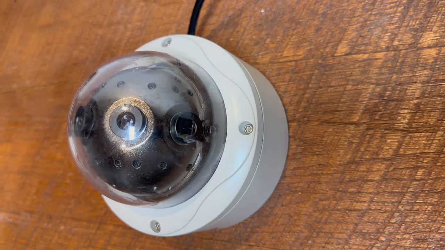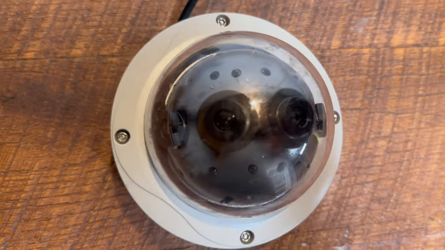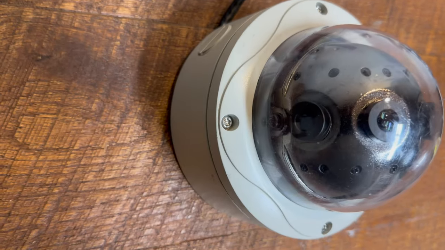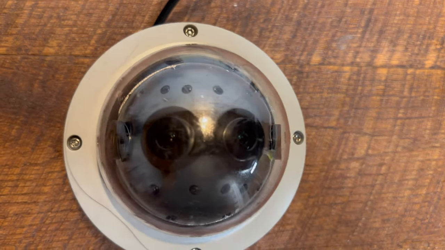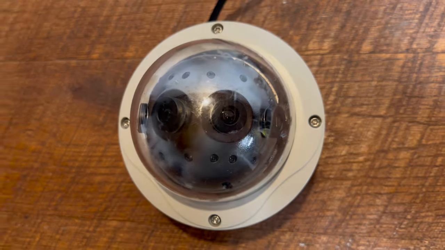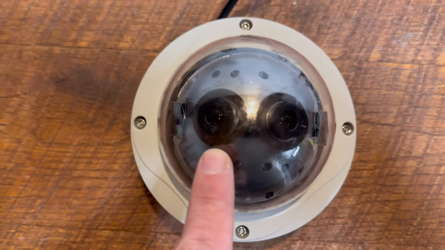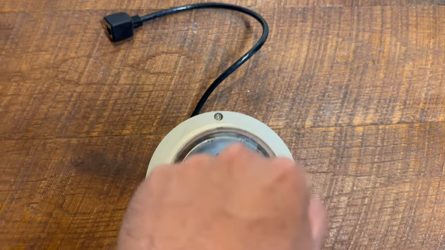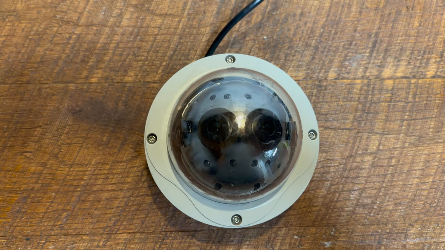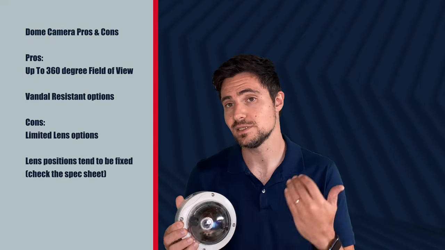But the advantage of this camera is if I stick it up on a wall, I have full 180 degree coverage of that entire area versus a traditional dome camera, even with a wide angle lens. If I wanted that level of visibility, I'd have to put in multiple dome cameras or bullet cameras or box cameras. The multi-sensor allows me to cover a much larger area from one sensor position. The disadvantage, obviously, being the lack of flexibility on the camera itself. Again, the lens sizes tend to be fixed. The lens positions tend to be fixed.